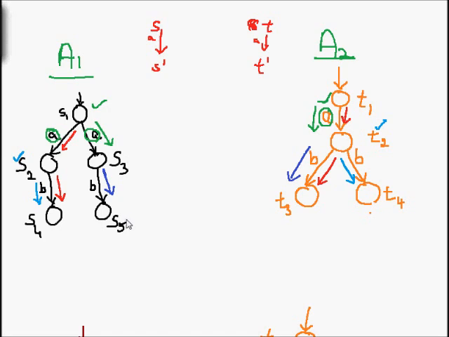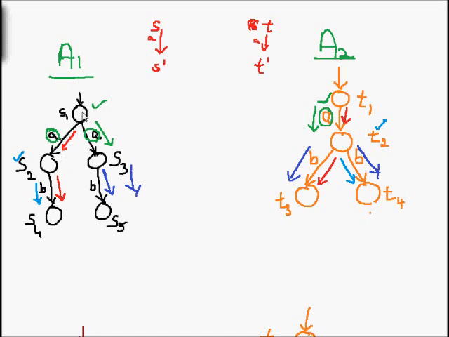So S3 makes a B transition to S5. T2 makes a B transition to T3. Can I tell S3 and T2 have a bisimulation relation? No. I should check for the outgoing transition from T2 again. So T2 makes a B transition to T4. I can use this again as S3 makes a B transition to S5.